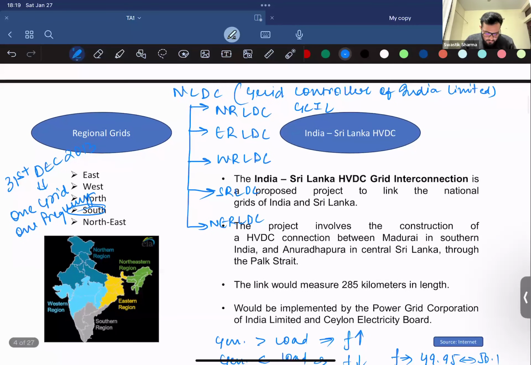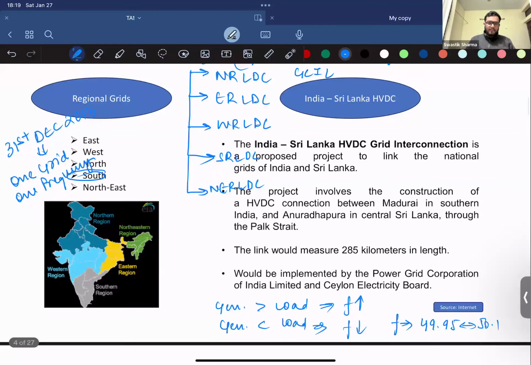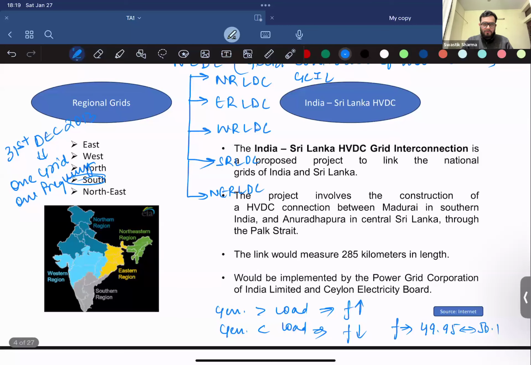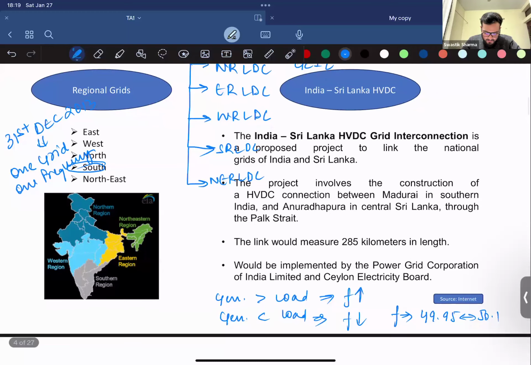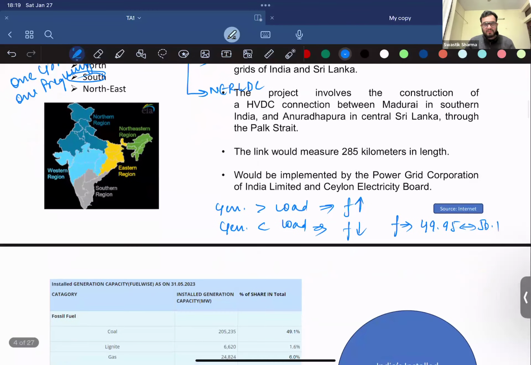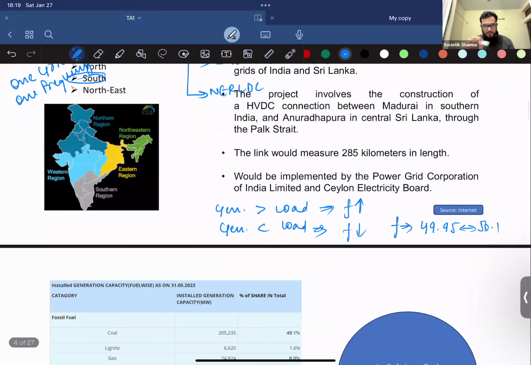Apart from this, we also have major HVDC links with other countries. We import and export power to Bangladesh. We export power to Nepal and Bhutan as well. Similarly, we are exploring the possibility of an Indian-Sri Lankan HVDC connection. It would be 285 kilometers in length, connecting Madurai and Anuradhapura in central Sri Lanka through the Palk Strait. The Palk Strait is where the Ram Setu, or Adam's Bridge, lies.